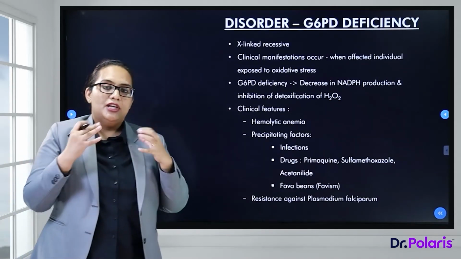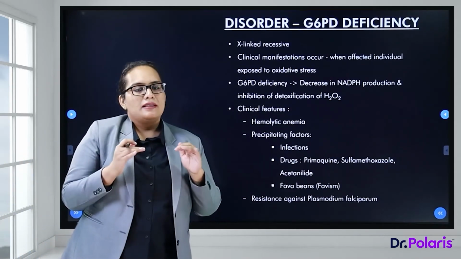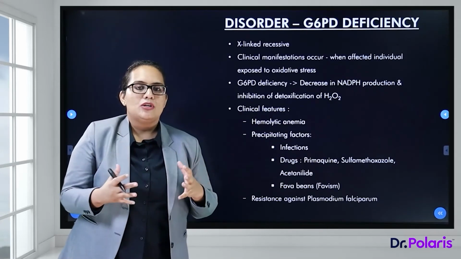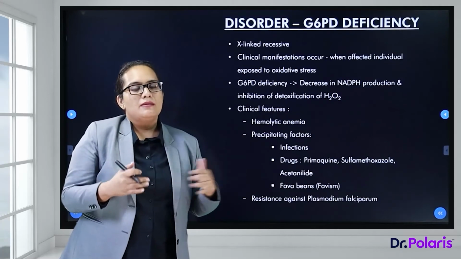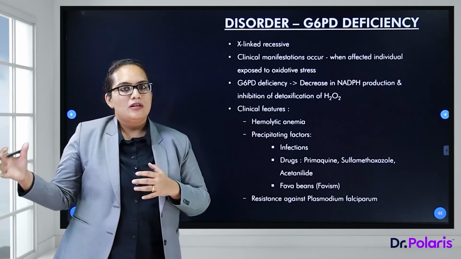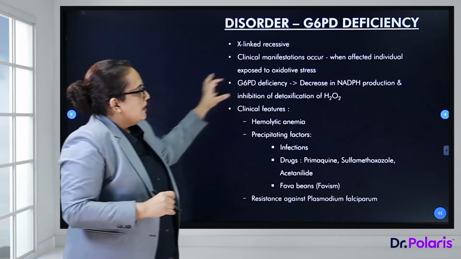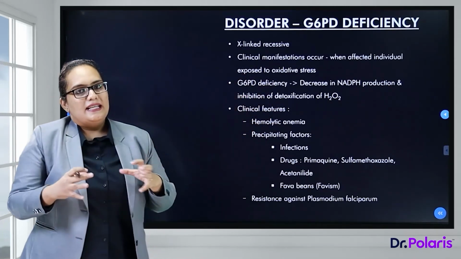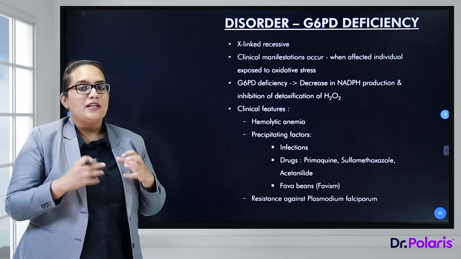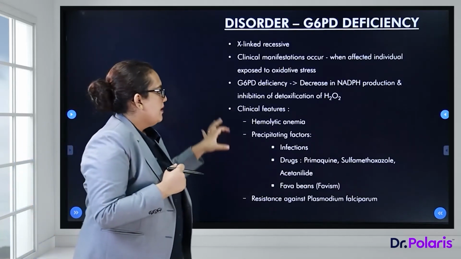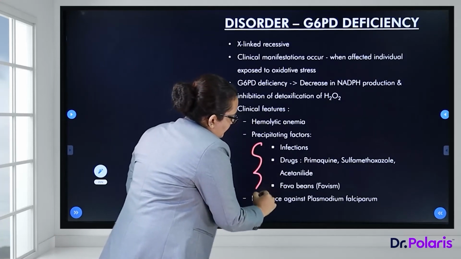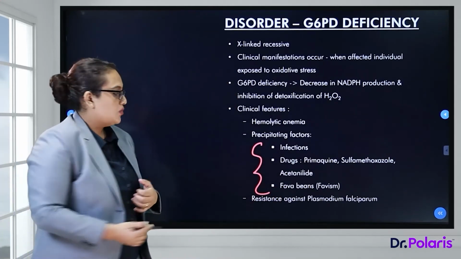So generally, individuals with G6PD deficiency are asymptomatic. The clinical appearance of hemolytic jaundice and anemia comes only when the individual is exposed to oxidative stress in an event of infection or exposure to drugs. So the main aim here is there's a decrease in NADPH production, and because of that, hydrogen peroxide, which is a major free radical, cannot be detoxified. Clinical features I've told you. So these are the precipitating factors, the factors which can cause oxidative stress.